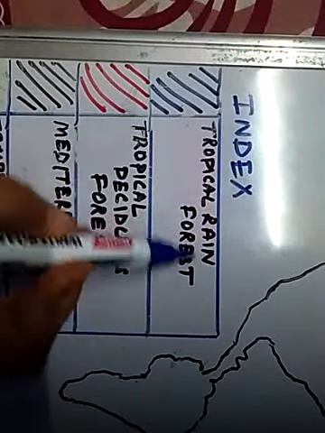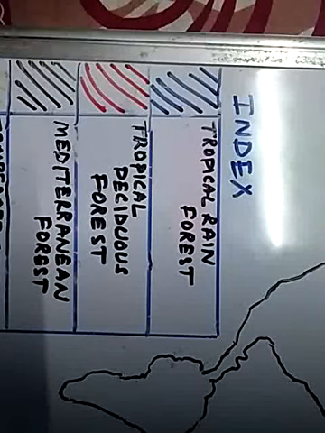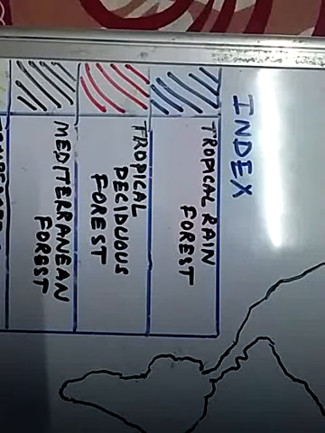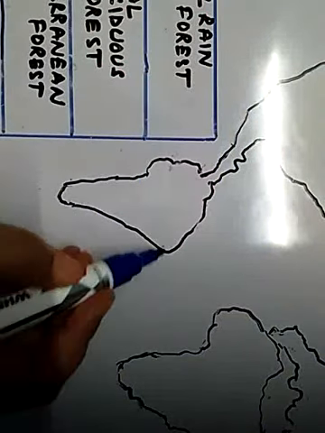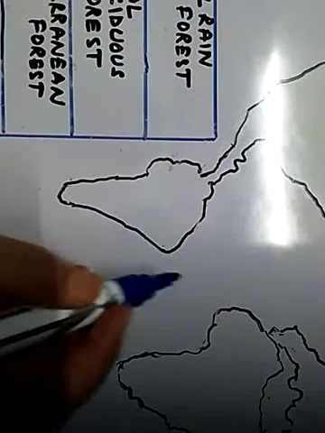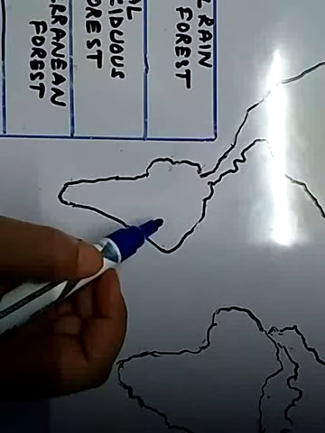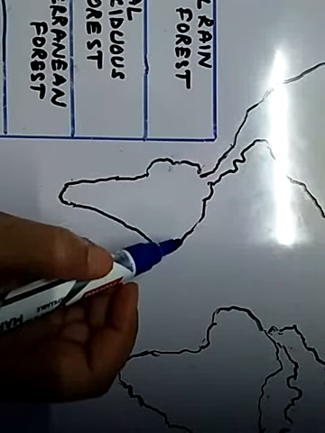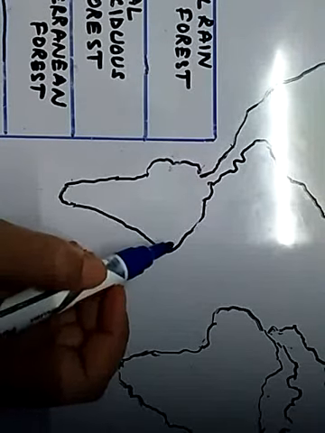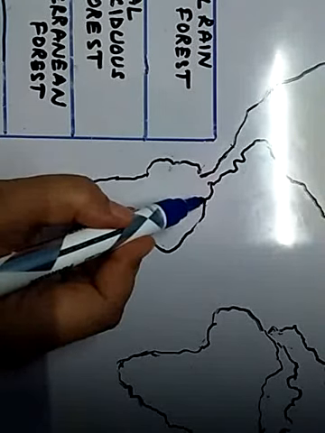The tropical rainforest you can show in green color also. So let's do it. You can show the tropical rainforest in green color. The tropical rainforests are confined in the area having heavy rainfall throughout the year. Mostly it is found in the equatorial region.